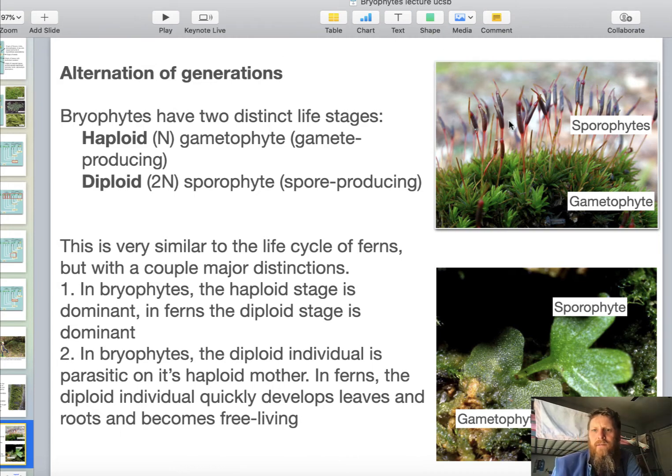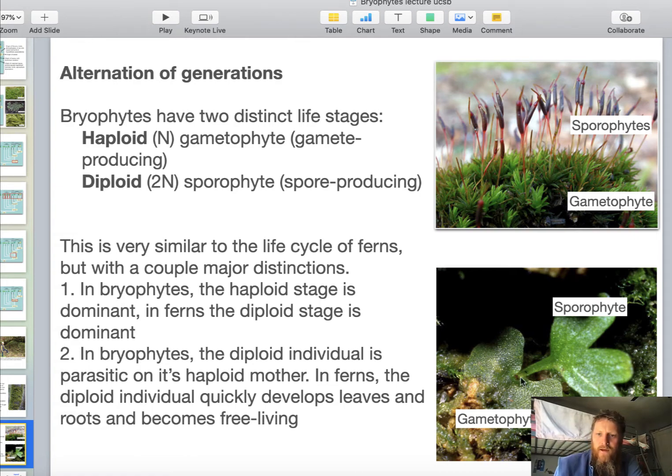In bryophytes, the differences are very obvious. So the gametophyte is the leafy green structure, and then the sporophytes are these little structures up on stalks. So this is probably one large gametophyte, sort of analogous to a big bush, except it's haploid, not diploid. And then each one of these stalked things, each sporophyte, is a separate diploid individual that is actually parasitic on its gametophytic mother.